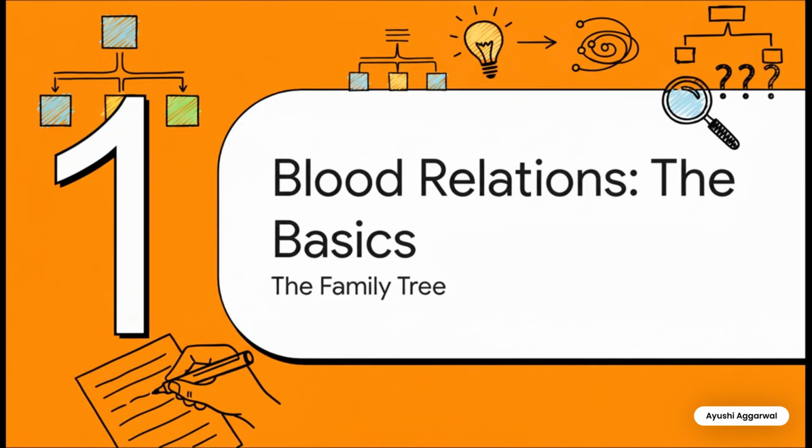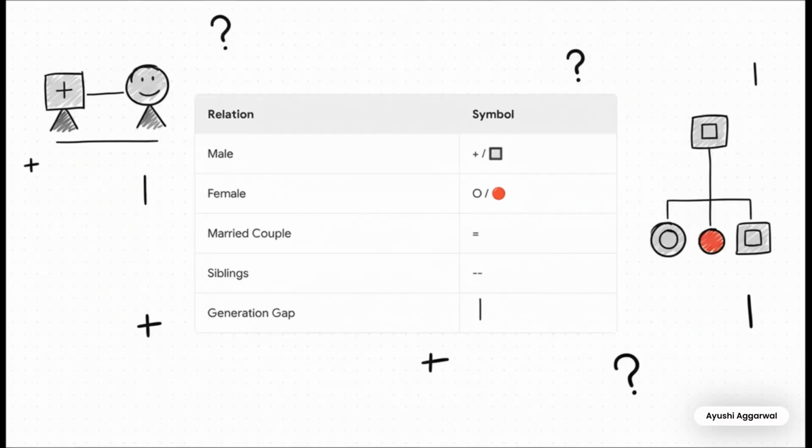So what's the number one most powerful tool you have for solving these questions? It's the family tree diagram. I can't stress this enough. For every single question, you have got to draw a diagram. It just makes all the relationships crystal clear and brings your chances of making a mistake down to almost zero. So rule 1, never ever try to solve these in your head. Always draw the tree.